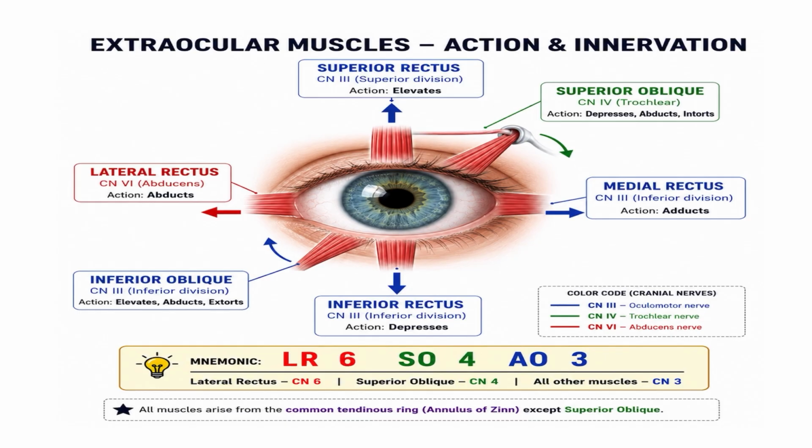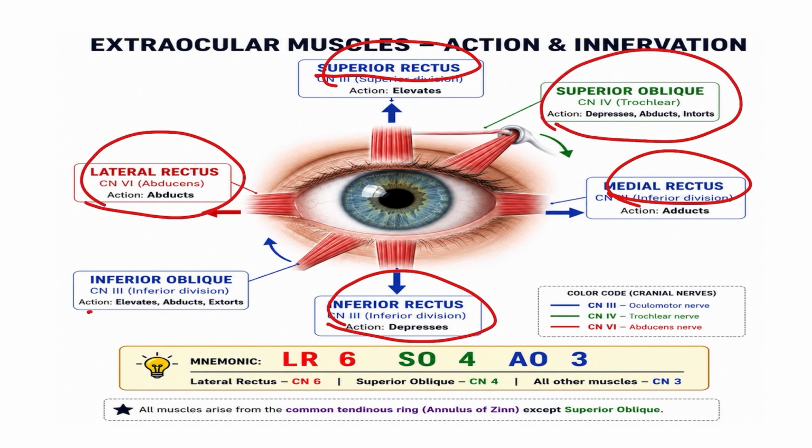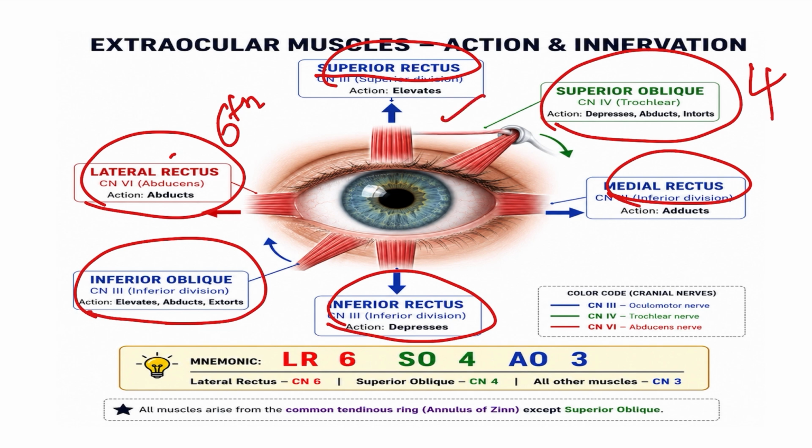Before understanding the third nerve examination, let's understand the extraocular muscles and their innervation. Basically there are four rectus muscles: the superior rectus, medial rectus, inferior rectus and lateral rectus, and two oblique muscles, that is superior oblique and inferior oblique muscle. Out of these, the lateral rectus muscle is supplied by the sixth cranial nerve and superior oblique is supplied by the fourth cranial nerve. The rest of the muscles, that is the three recti, superior rectus, medial rectus, inferior rectus, and the inferior oblique, are supplied by the third cranial nerve.